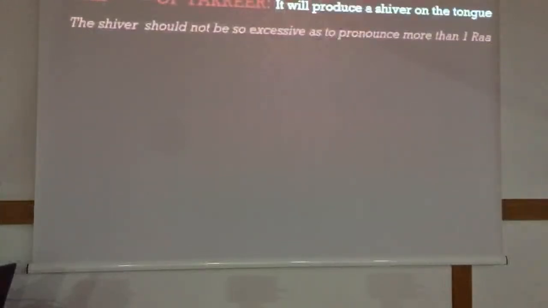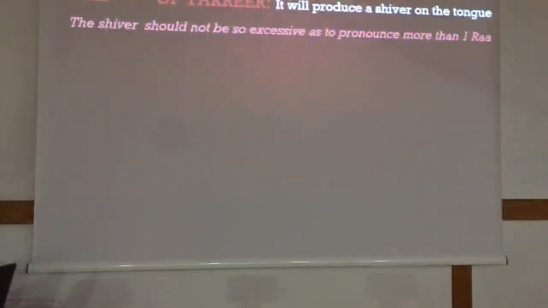Okay, and what does this quality create on this letter Ra? Let's just read the translation first. This quality will produce a shiver on the tongue. It will produce a shiver on the tongue. And the shiver should not be so excessive as to pronounce more than one Ra. So the shiver that will be on the tongue, it shouldn't be so much that it produces more than one Ra. Now, if you haven't understood that, then you'll understand it now.